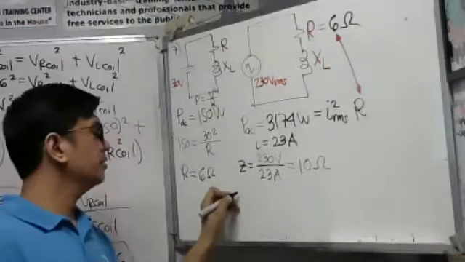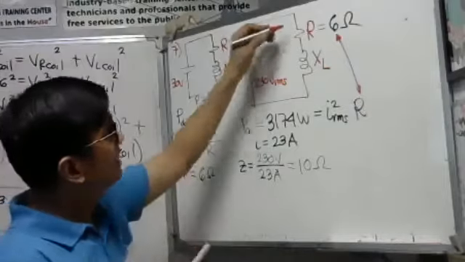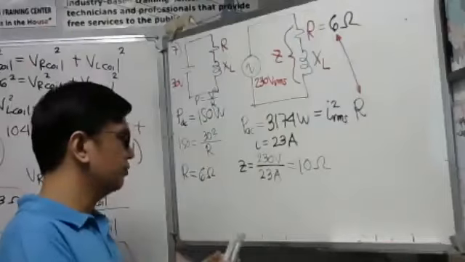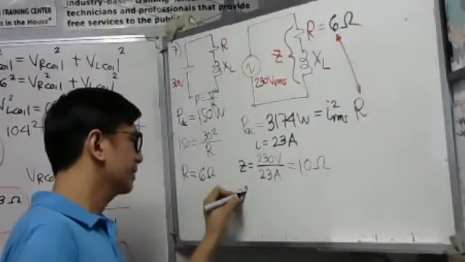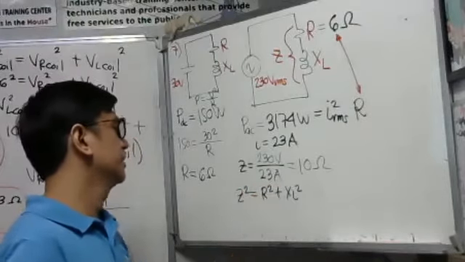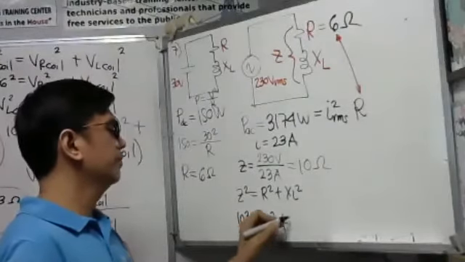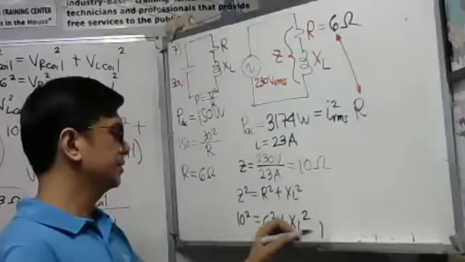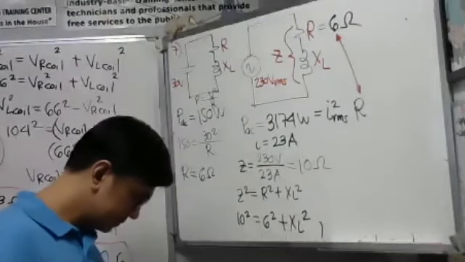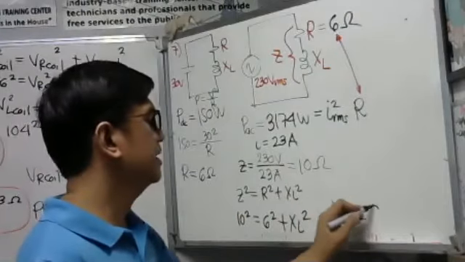So you have here 10 ohms by magnitude form. So we can have an impedance Z here. By magnitude, we'll be having Z squared equal to R squared plus X sub L squared. Let us substitute here. We have 10 squared equal to 6 squared plus X sub L squared. So our answer here will be 8 ohms. Our X sub L will be equal to 8 ohms.